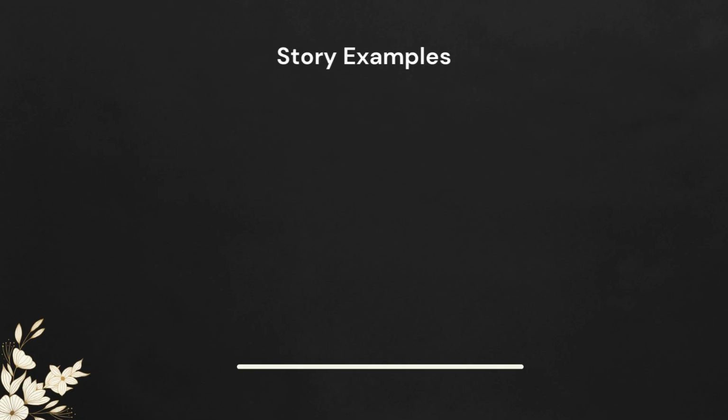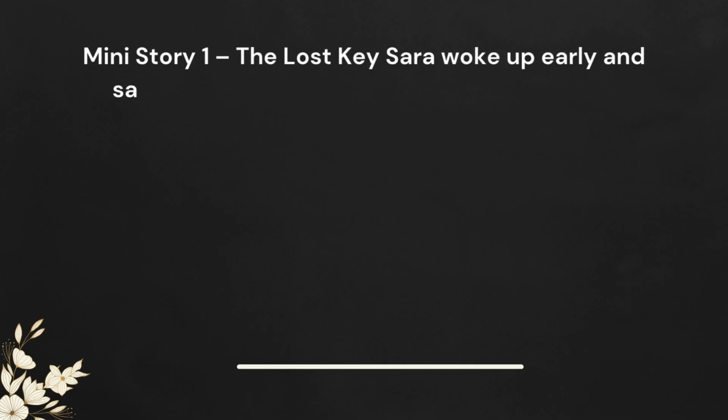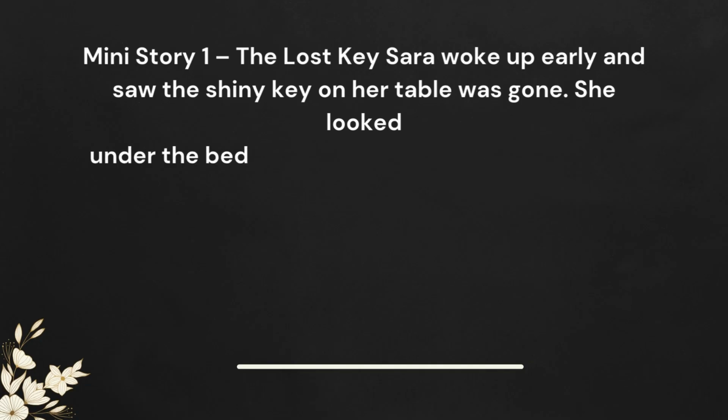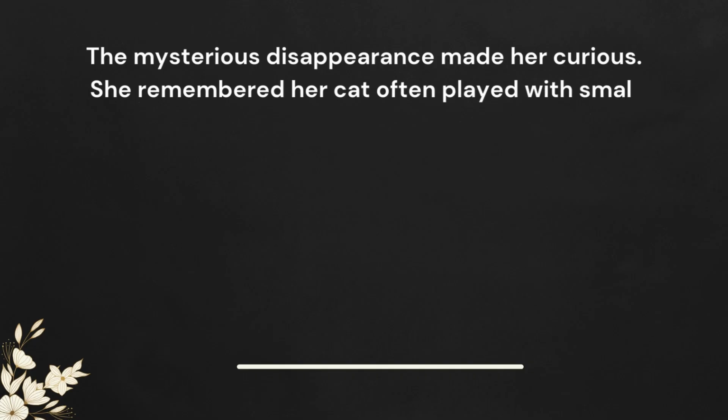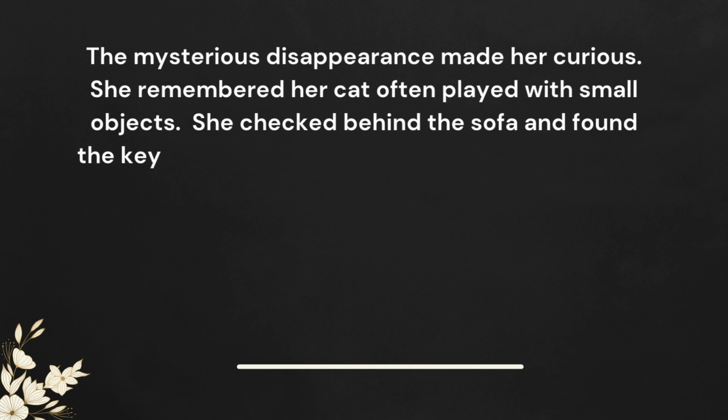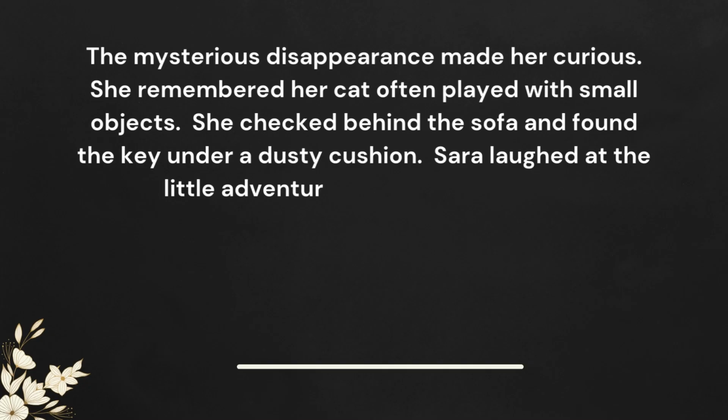Story examples. Mini Story 1. The lost key. Sarah woke up early and saw the shiny key on her table was gone. She looked under the bed, inside the drawer, and even in the kitchen. The mysterious disappearance made her curious. She remembered her cat often played with small objects. She checked behind the sofa and found the key under a dusty cushion. Sarah laughed at the little adventure her cat had caused.